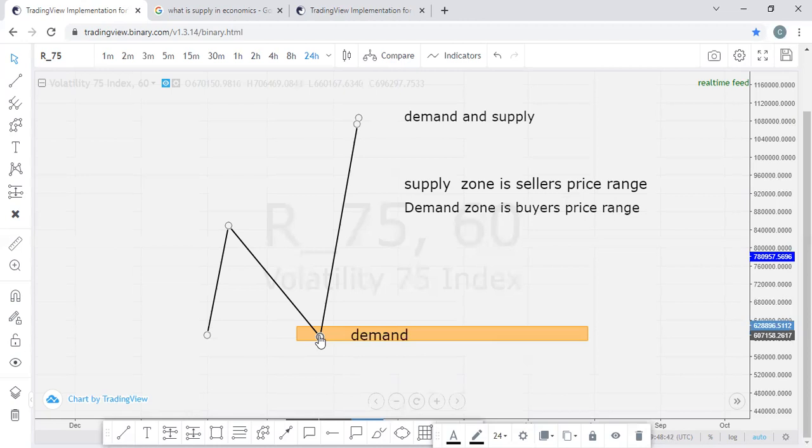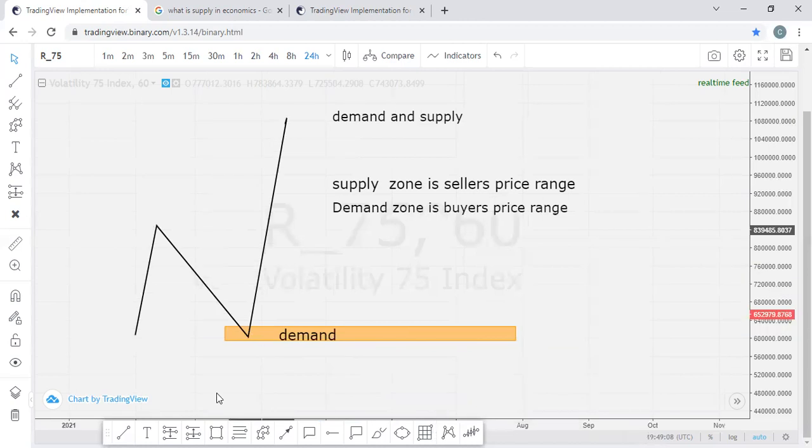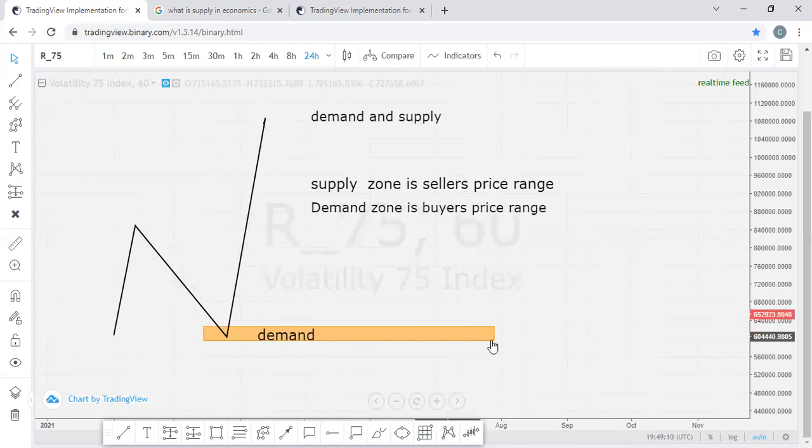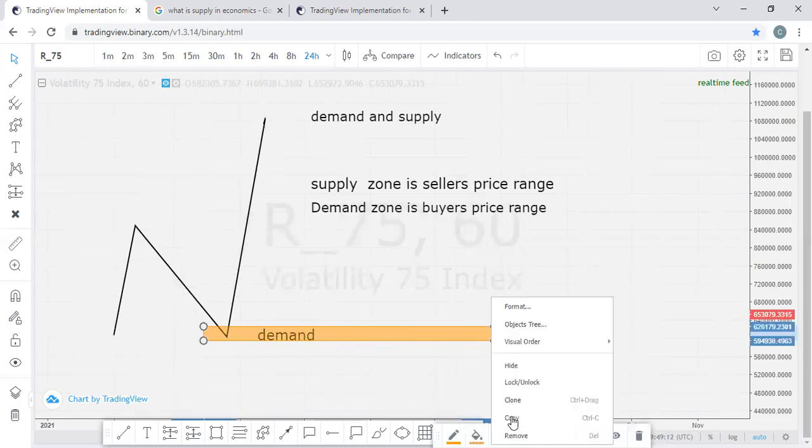You know that the market moves based on what we call liquidity, and liquidity is simply money. For this market to move from here to here, people must be willing to buy, and their money pushes the market up. So a demand zone is that zone or price range in which buyers are willing to buy, willing to put their money at stake. That is simply what a demand zone is. A supply zone is simply the opposite of this.